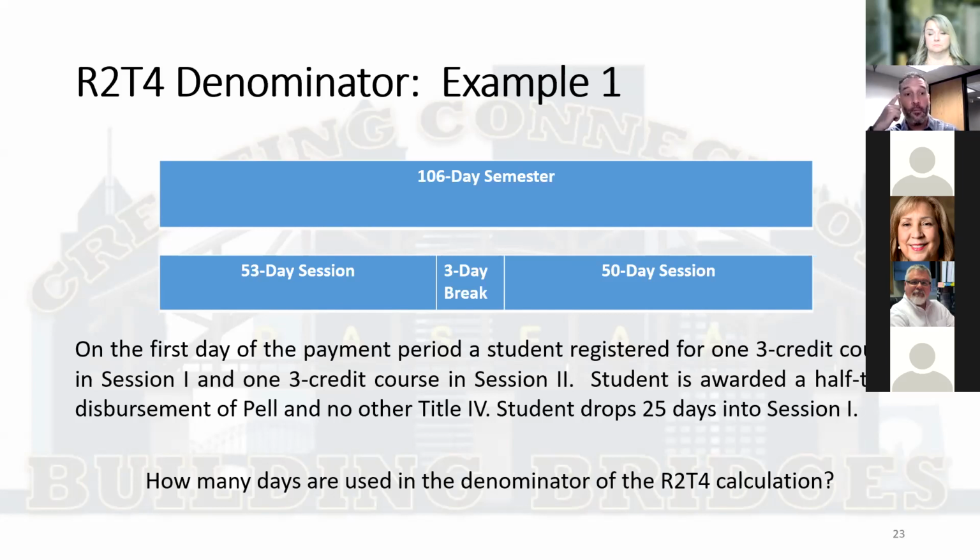So we already know in our mind, when we go back to that decision tree, they did not meet any of the exemptions: half-time, graduate early, or 49%. So now we need to determine the denominator. How many days are used in the denominator calculation right here? Do I have anybody out there that's willing to go out on a limb and give me an answer for us? Or should I just pick somebody? 106. 106.